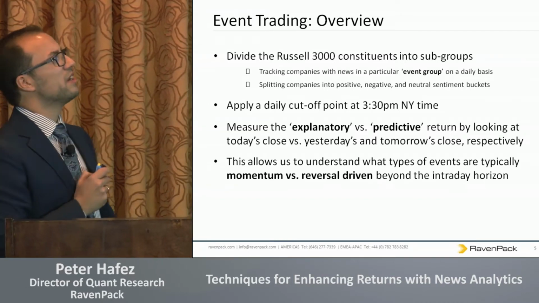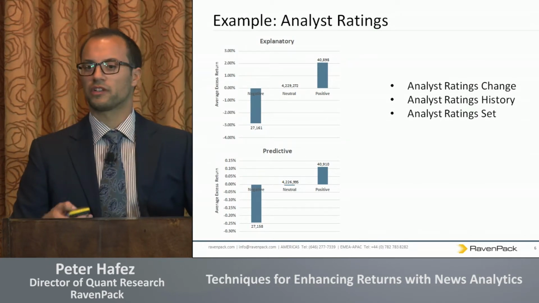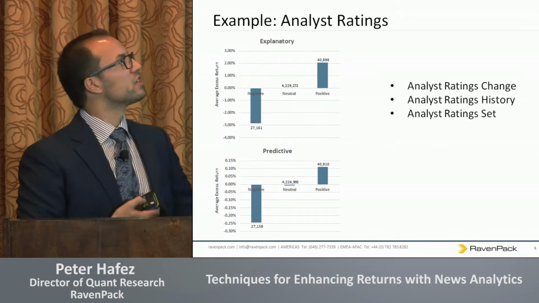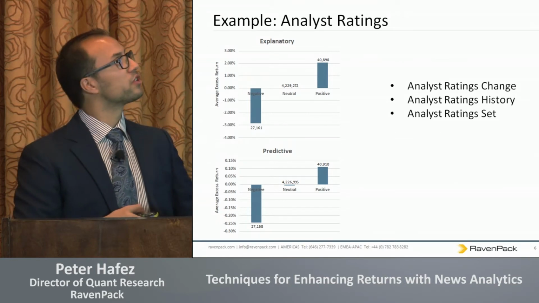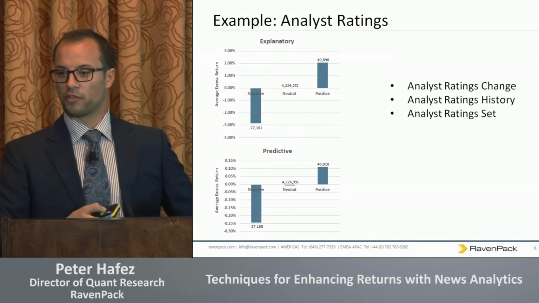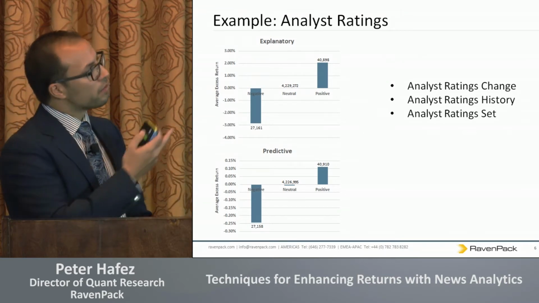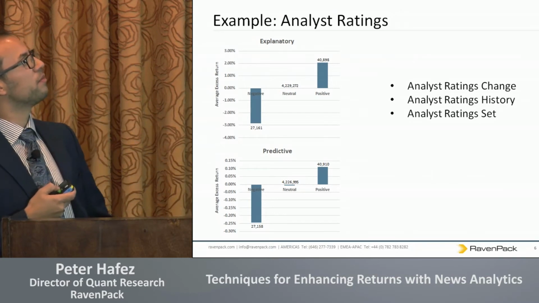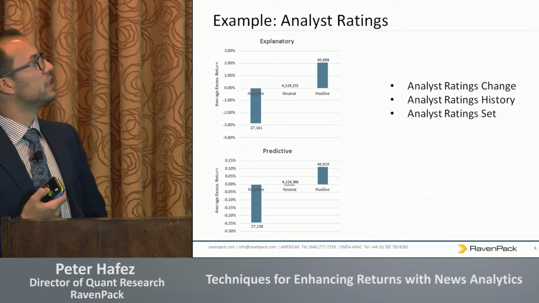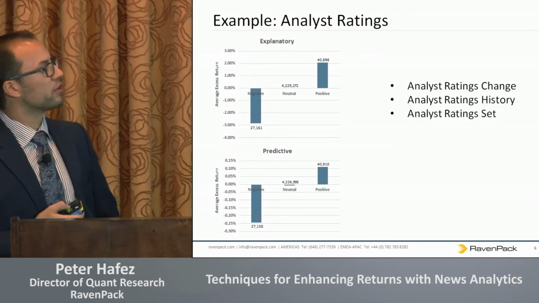So this is, you can say, a quite traditional event group. We cover both scheduled and unscheduled news, and also, of course, some of the more traditional things. You have a lot of analyst ratings in the news, a lot of earnings stuff, but there's also a lot of other interesting types of information you can extract or work on with our different events. So in this case, I just looked at analyst ratings. The top bar chart basically looks at the explanatory return, and the bottom bar chart looks at the predictive return.